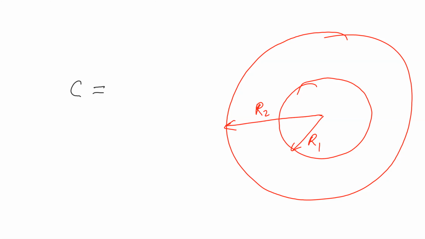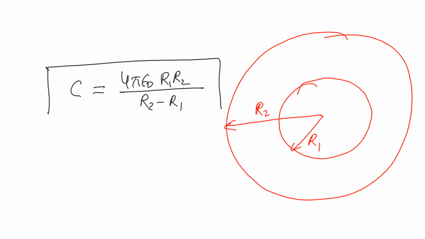Sir, 4 pi epsilon naught R1 R2 by R2 minus R1, sir. Very good. Yes, it is 4 pi epsilon naught R1 R2 divided by R2 minus R1. This is the capacitance for spherical capacitor, which is in NCERT book. They asked you to derive it. We discussed this derivation.